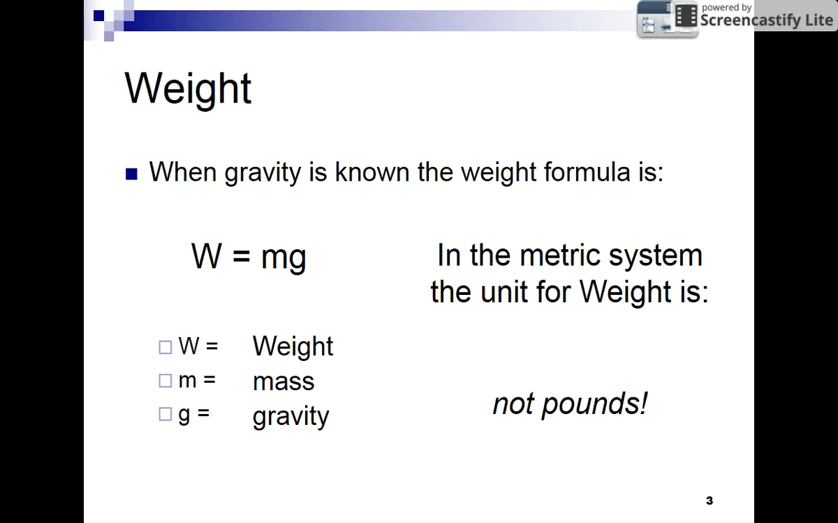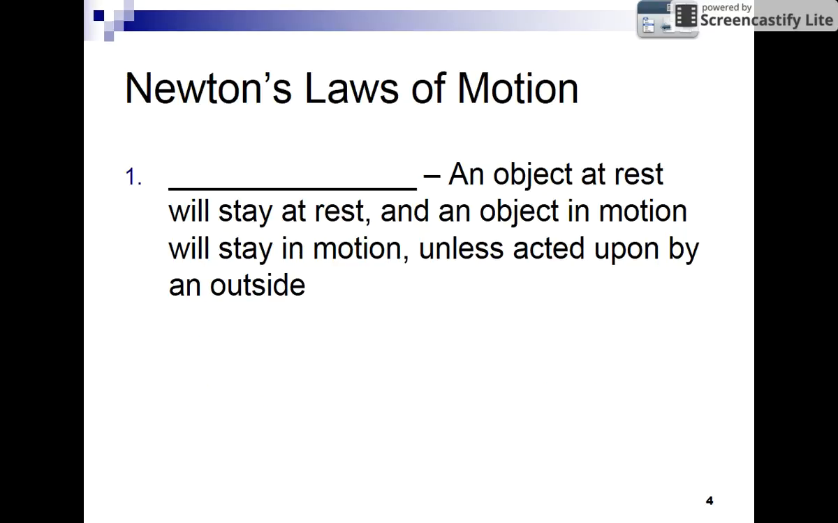Here on Earth, we use the gravitational acceleration value of 9.81 meters per second squared. That is listed earlier in your notes, but when you are manipulating this equation on some word problems later on, you're going to use that 9.81 meters per second squared. If you forget, just go back and look into your notes. In the metric system, though, for weight, we will not use pounds. What we use is newtons, which is a capital N.